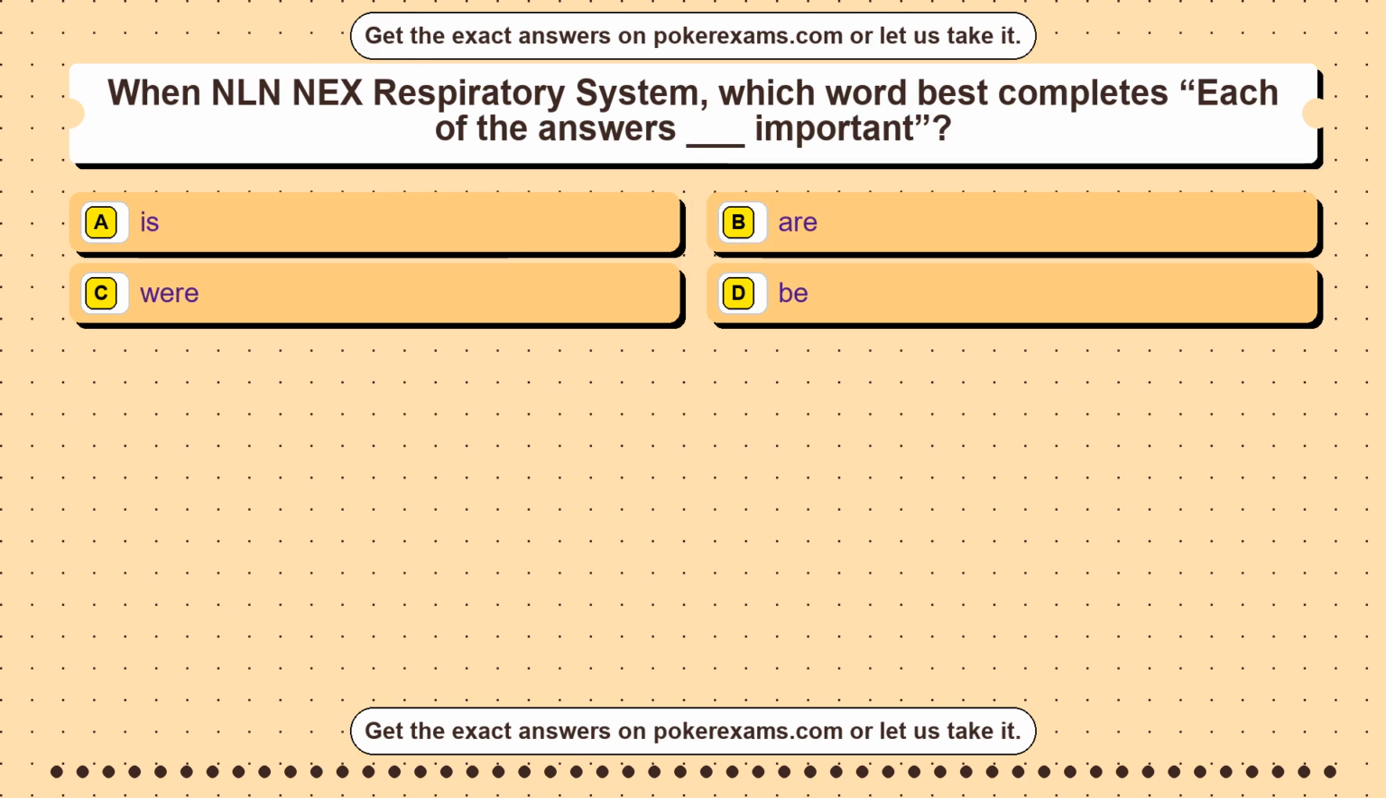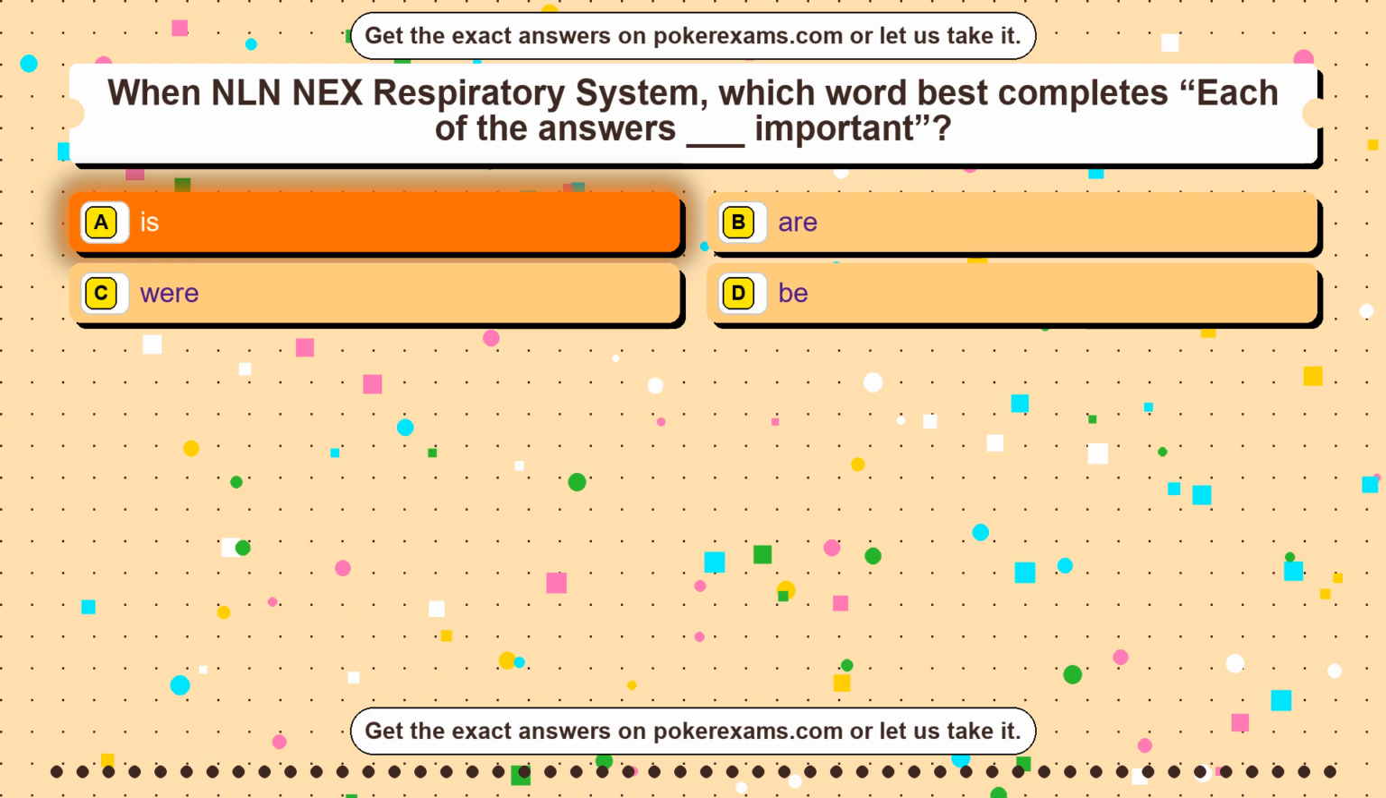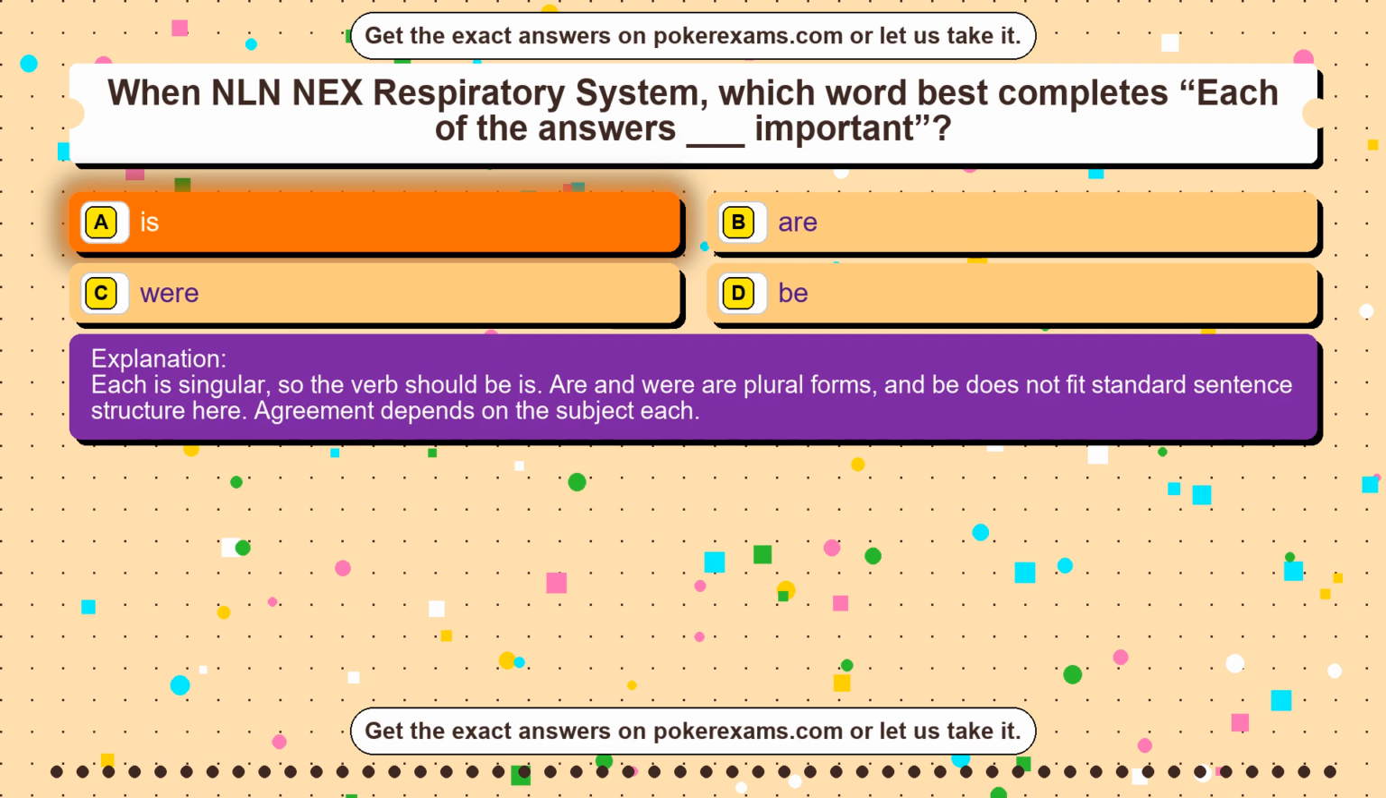Question 9. When GED reading comprehension practice, which branch of government makes laws in the United States? Option A, legislative. Option B, executive. Option C, judicial. Option D, military. The correct answer is option A. The legislative branch makes laws. The executive branch enforces laws, and the judicial branch interprets laws. The military is not one of the three lawmaking branches.